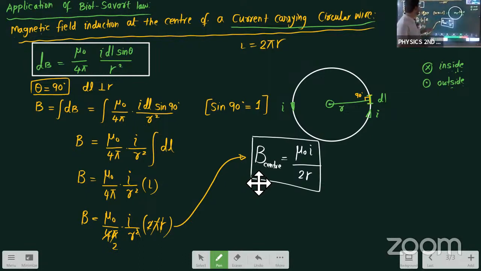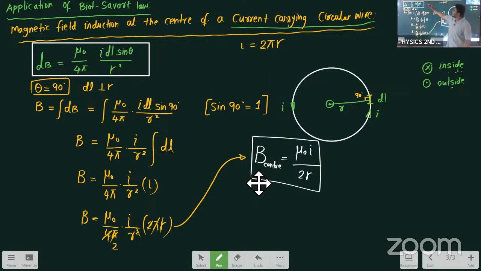What is that? Using which law? Using Biot-Savart law. So what is that? The magnetic field induction at the center of a current carrying circular wire is given as what? Mu naught I divided by 2R. This is one of the most important applications of Biot-Savart law, which may be asked in your annual examination. I hope you understood this concept.